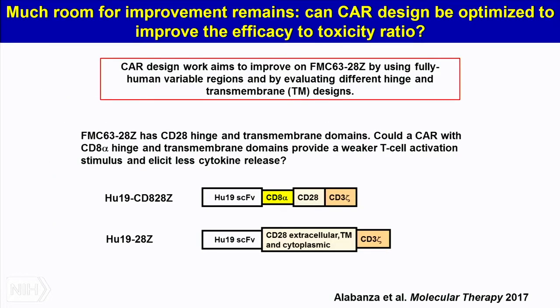So I guess one way of looking at this is we want to improve the efficacy to toxicity ratio. We hope to reduce toxicity but maintain the efficacy of the treatment. So one of the things we did was use fully human variable regions instead of the mouse variable regions that we used in the earlier CAR. And we also evaluated how different hinge and transmembrane domains can affect the function of CAR T cells.